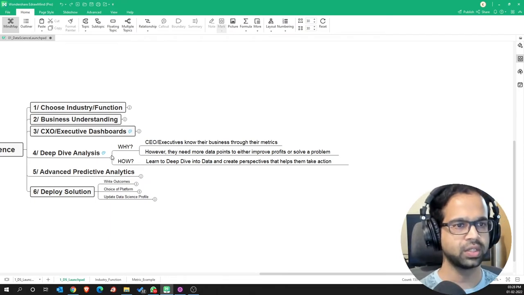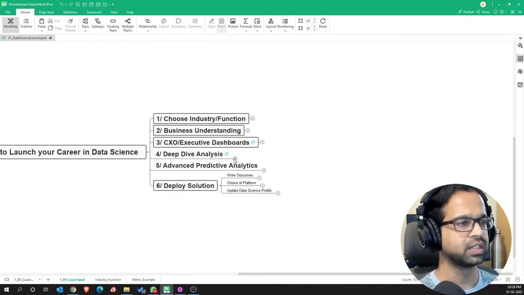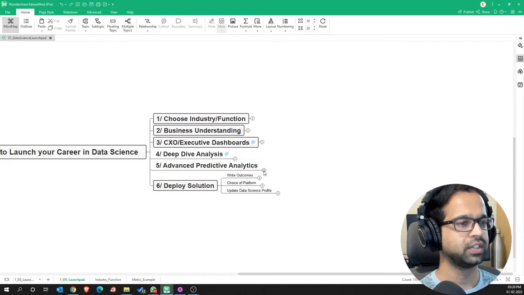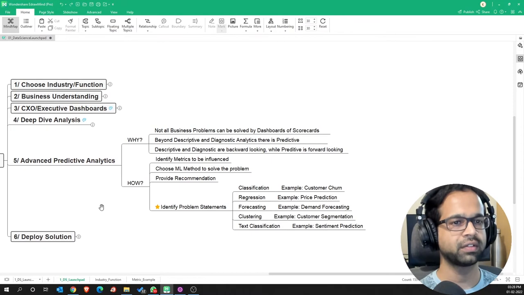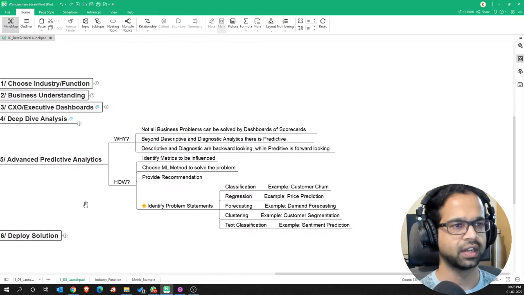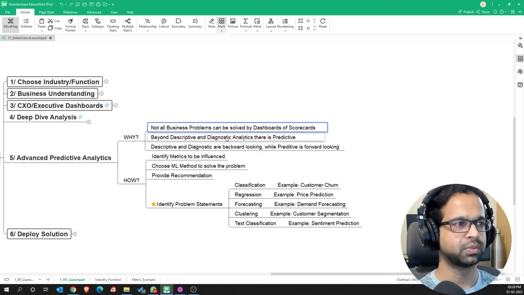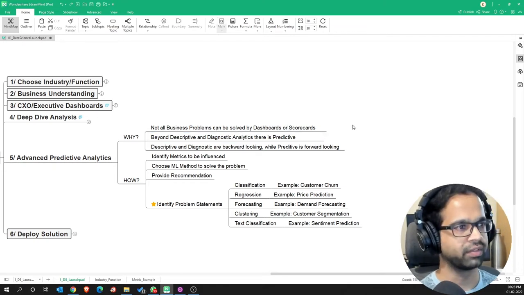And now, once you have done a deep dive analysis, you want to get into the next step, that is advanced analytics, predictive analytics. And why does it matter? Not all business problems can be solved through dashboards or scorecards or even the deep dive analysis, right?